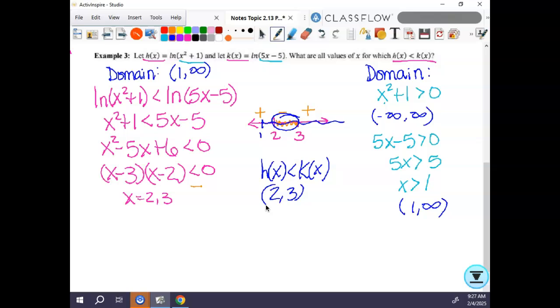What questions do you have? We good? Lots of work on one question, but you can do it. Just make sure you don't forget about the domain. Draw out number lines and shade for yourself. I think you'll be okay.